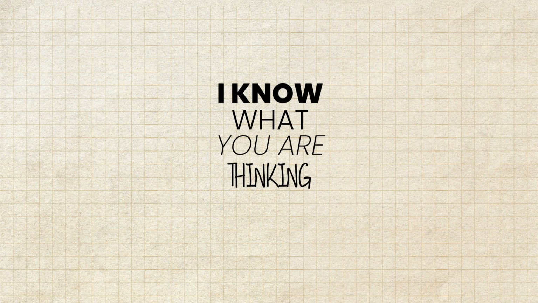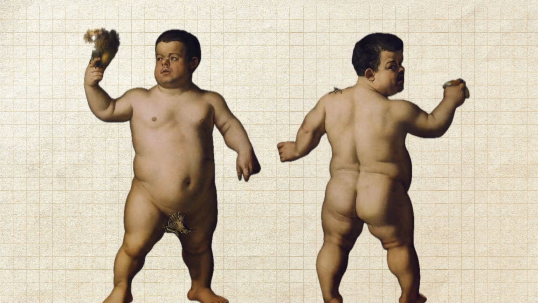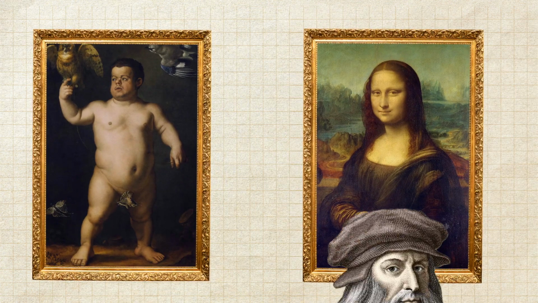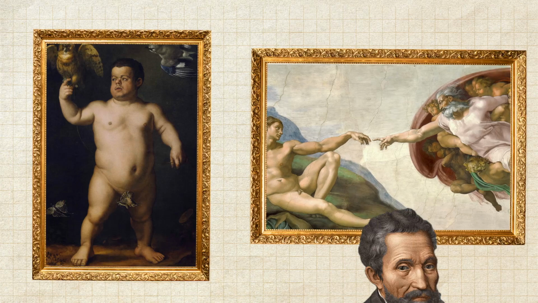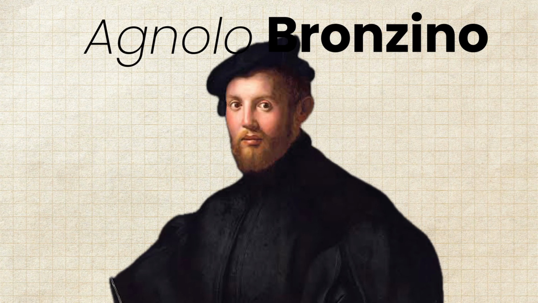I know what you're thinking. No, not that. Why did the painter take the effort of making both sides of the same subject? That too of a dwarf. This was made in 1552. Da Vinci had made the Mona Lisa by then, and Michelangelo had made his masterpiece in the Sistine Chapel. So why did Agnolo Bronzino, the painter of this artwork, choose to make this painting?